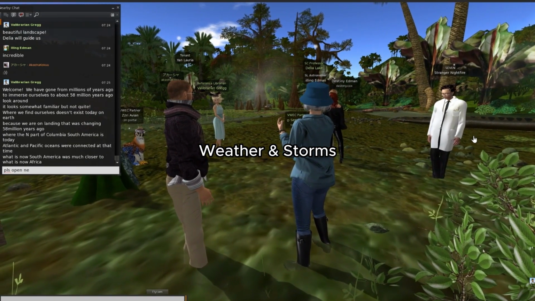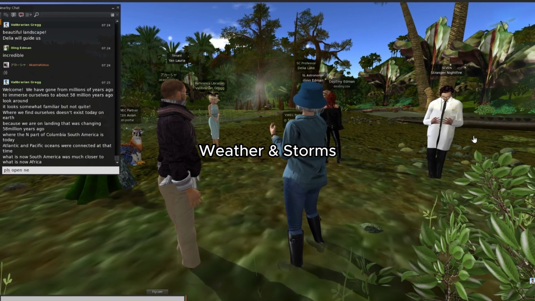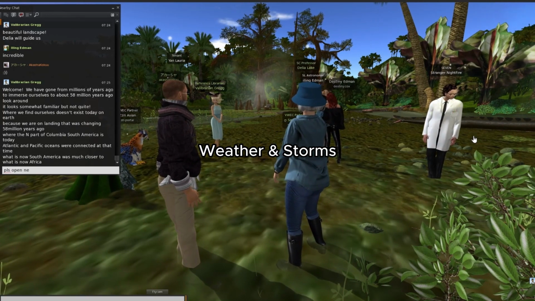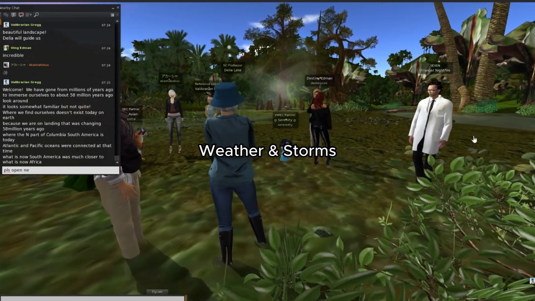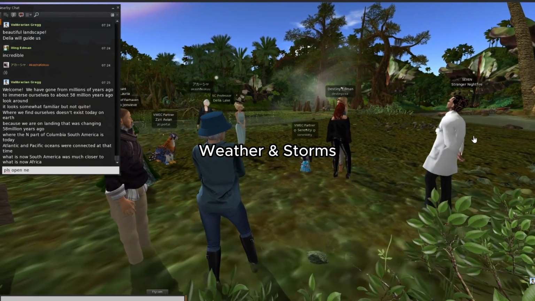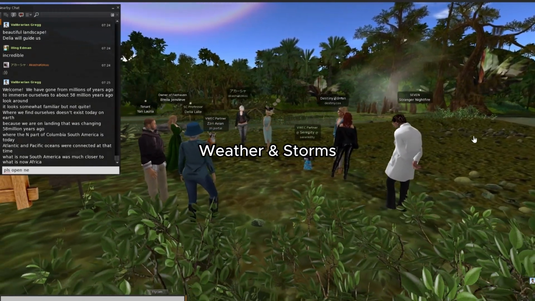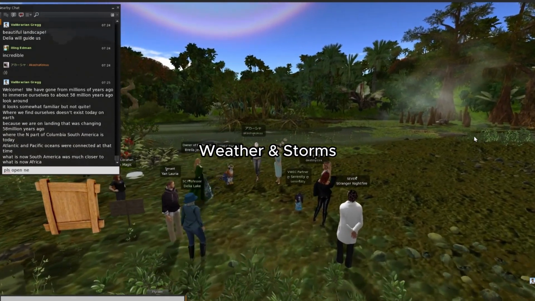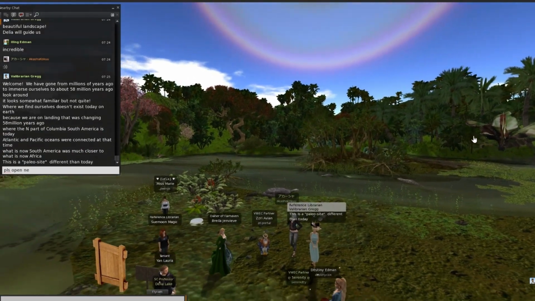So that tells us a couple of things about building a site like this, a paleo site. The weather was different. Although the temperature was a lot hotter, the moisture would not have been as high in the atmosphere because the storms would have been different.